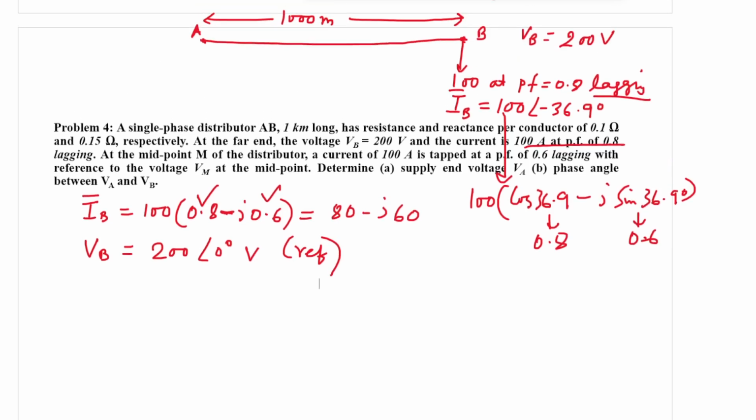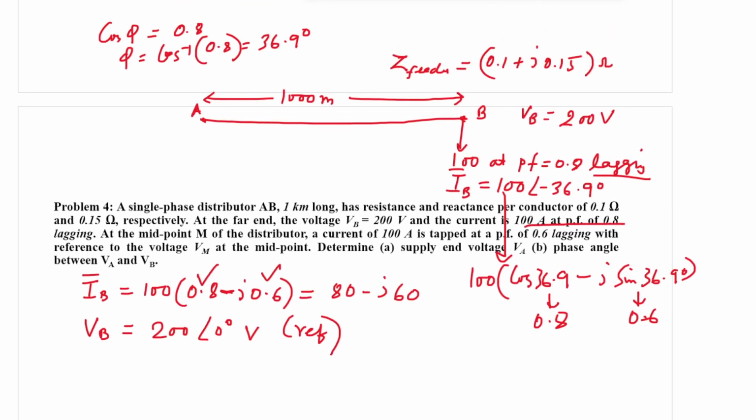So at the midpoint, let me mark another point M. This length is 500 meter. Another load is being tapped, let us say at this point P. At midpoint M of the distributor, a current of 100 ampere is tapped at 0.6 lagging. So this IP is again 100 ampere at 0.6 power factor lagging.